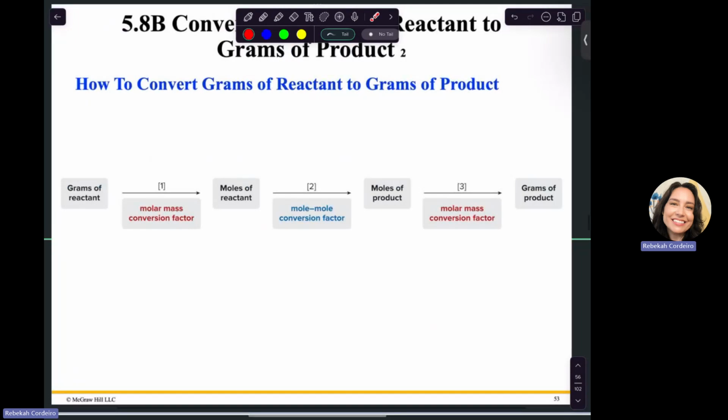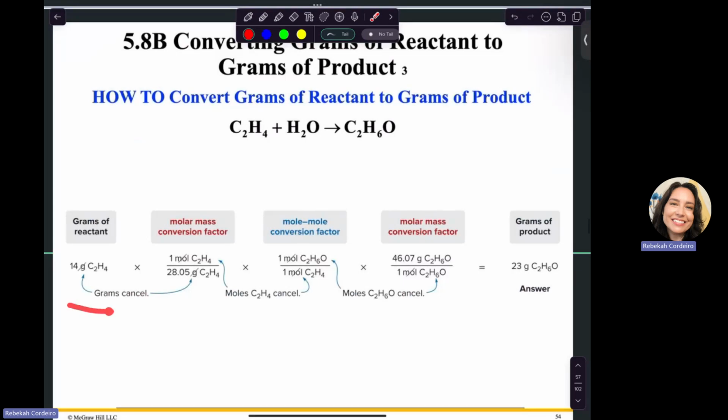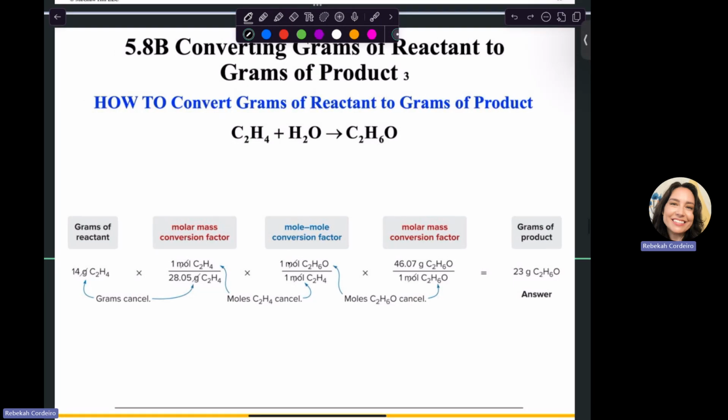So here's the plan. You're going to use molar mass, then you're going to use mole ratio, then you're going to use molar mass. And to put that all together, this is what it would look like. And so notice that we're canceling moles of C2H4 with moles of C2H4 and moles of C2H6O with moles of C2H6O. You can't cancel moles just with moles. You gotta be specific. So if you have questions, please let me know, but we will go over this a lot in class.